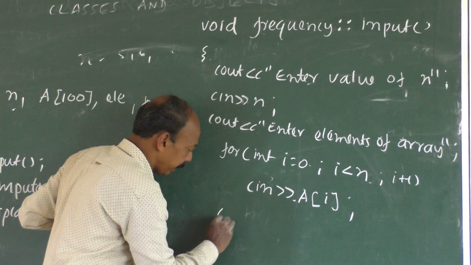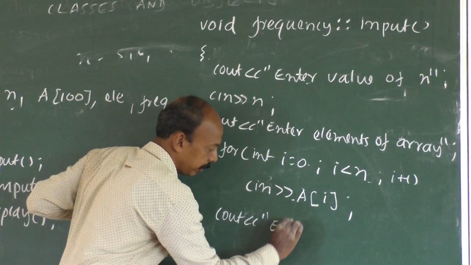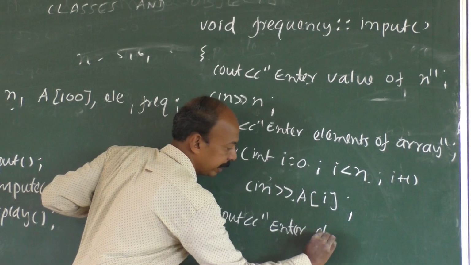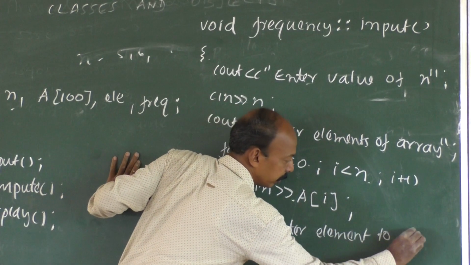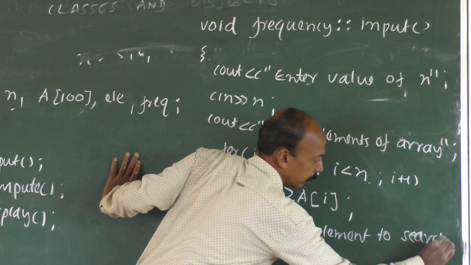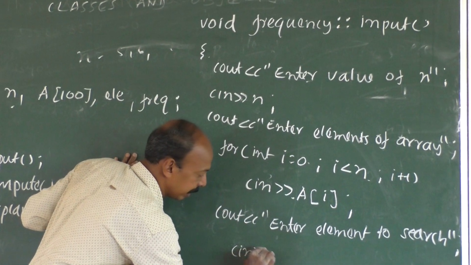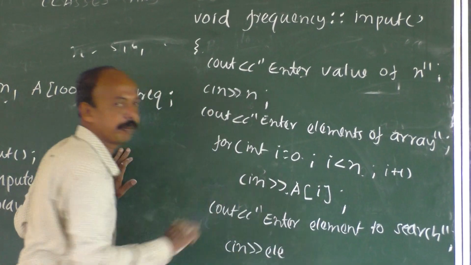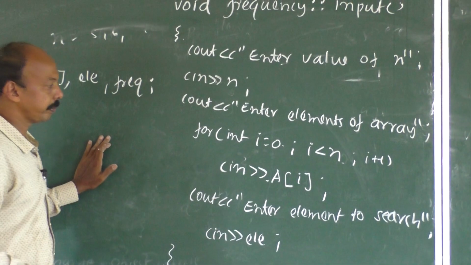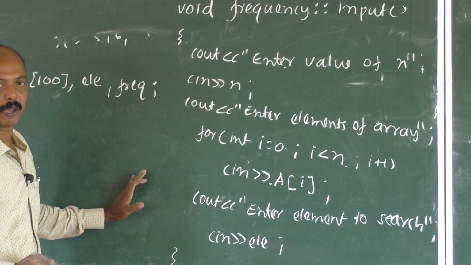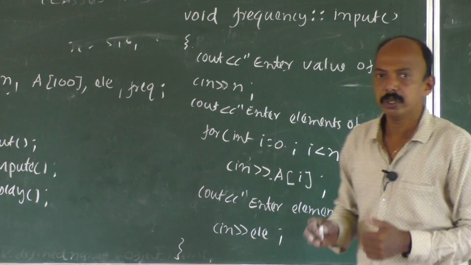That's why cout enter element to search. What is that? That is cin ele, element to be searched. That's about the input part. What about the computation part? How to search for it?